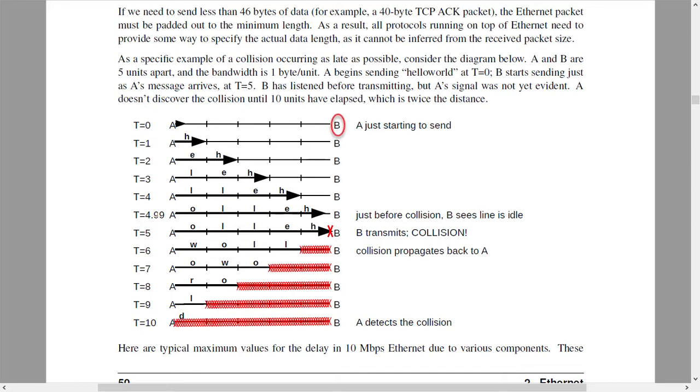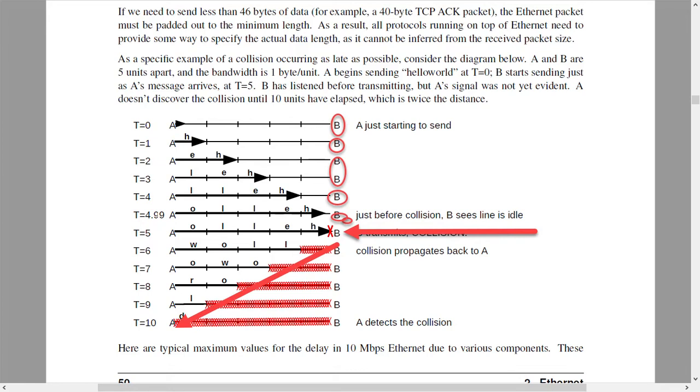Nothing on the line, nothing on the line. It's still nothing on the line at this point, so it decides to go ahead and transmit. Well, what that does is it creates that huge collision right here. And that collision reverberates all the way back to A.